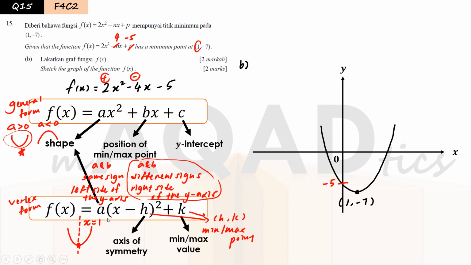Alright, and for the vertex form, A is the same thing as the general form A, so we can just ignore. H and K is actually the minimum or maximum point, which is already here. So we have fulfilled all of the conditions here, and this would be our graph.